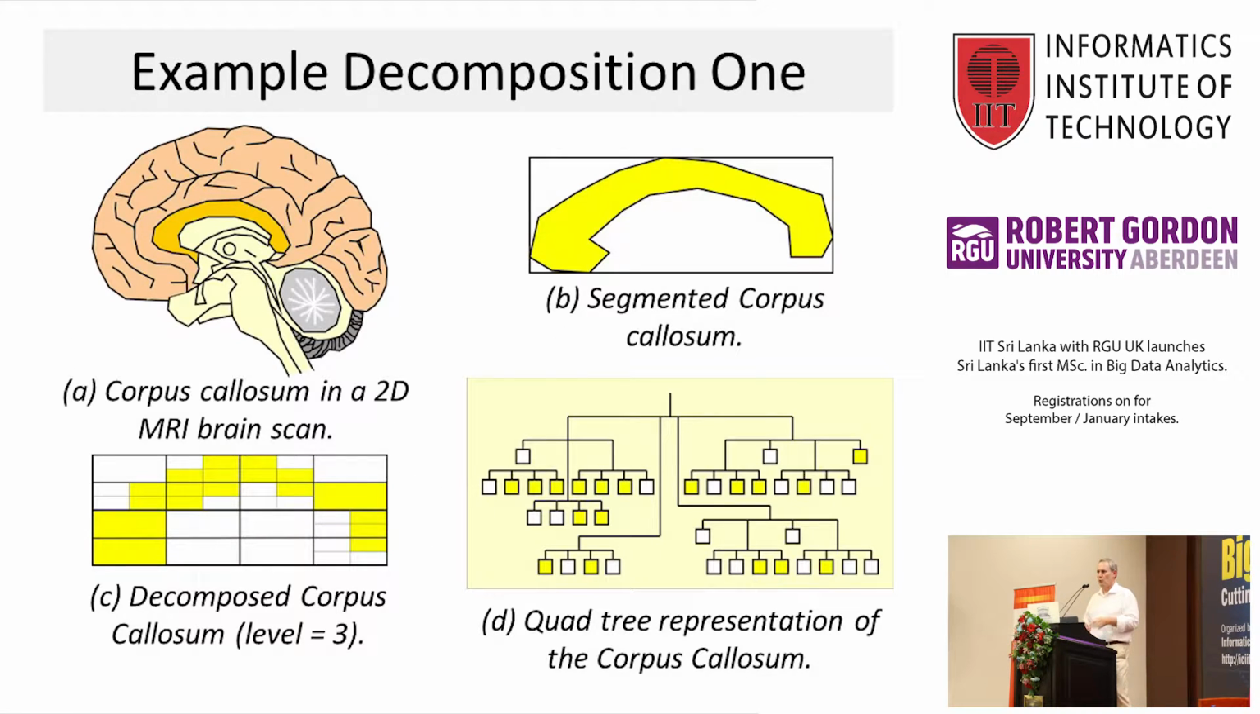Here's an example, 2D, corpus callosum. Top left-hand drawing is my drawing. It may very well not be very accurate because I made it up, but you get the idea. So we've got the yellow blob there, which is the corpus callosum. We segment it out, we apply our grid, and then on the bottom right there, we've got our quadtree representation, which is a representation of the original corpus callosum, and we can do the same in 3D.